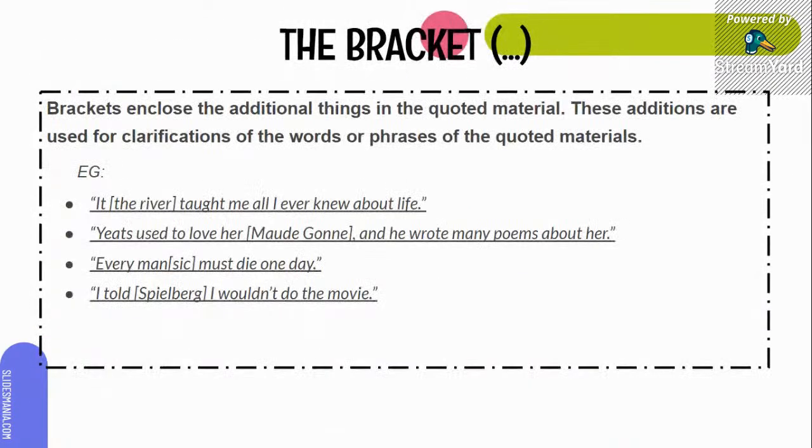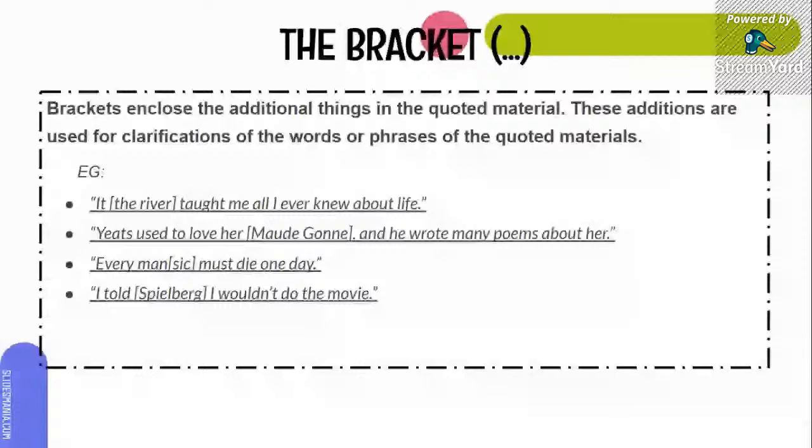Okay, the next one will be the bracket. Brackets enclose additional things in the quoted material. These additions are used for clarification. The word "it" refers to something, but if you wanted to tell the reader what this "it" refers to, you can actually put the subject that the word refers to in a bracket. So in this sentence, "it" here refers to the river.